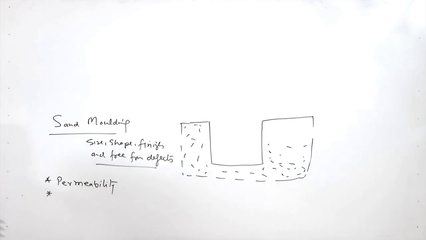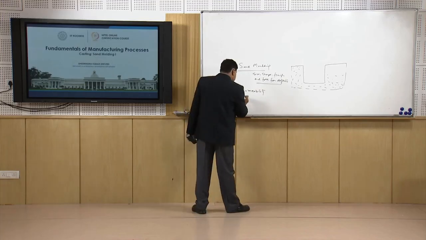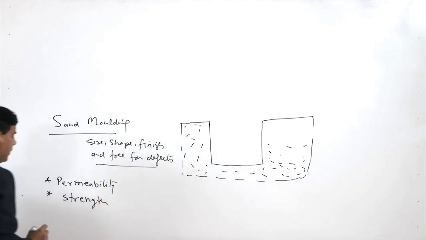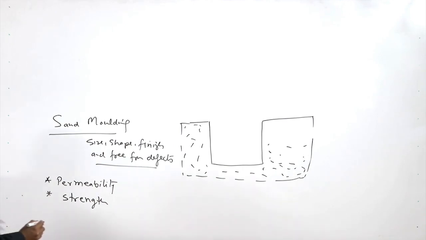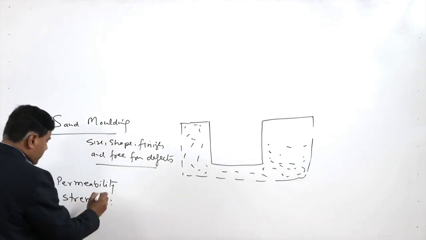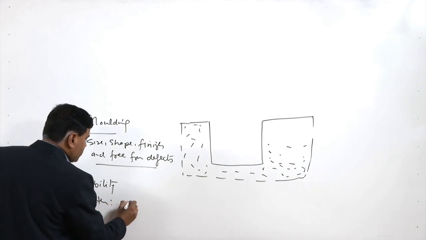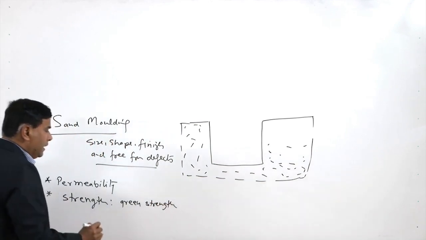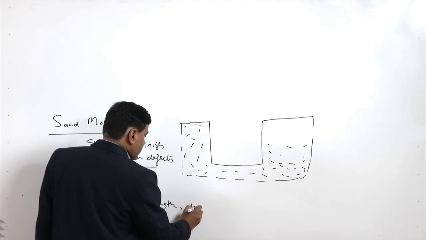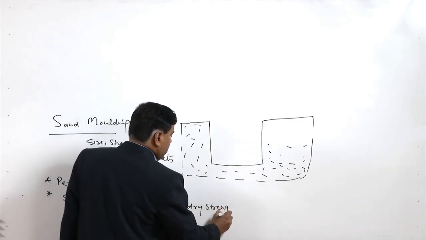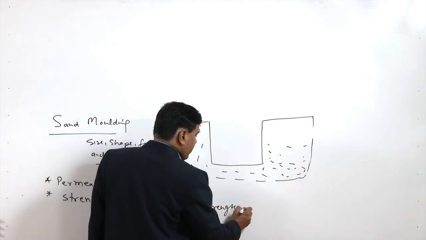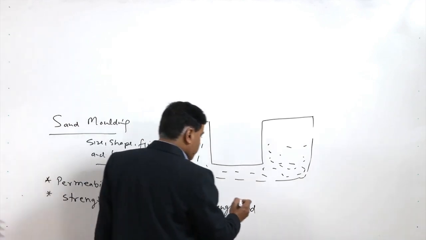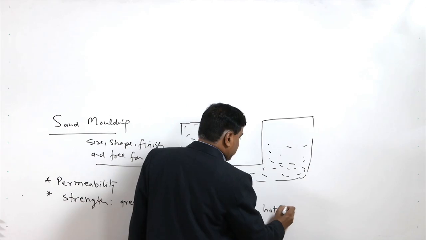Another is strength. There are various conditions under which strength is important. So, under this we have strength of the mold. Of course, there are different terms which are used for defining the strength depending upon the condition of the mold, like green strength, dry strength, and each of these strengths has its own purpose and plays a specific role. And hot strength.